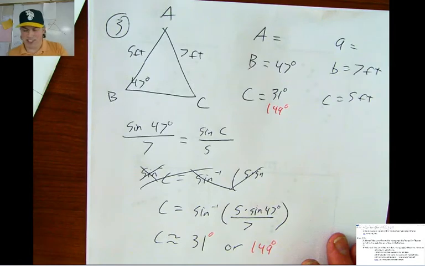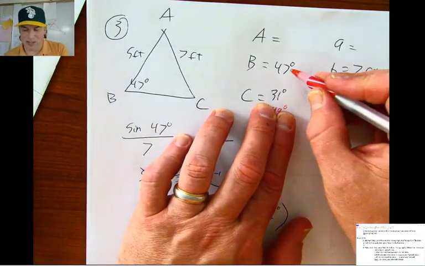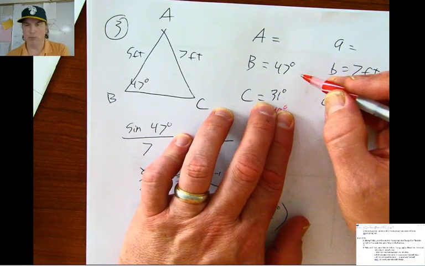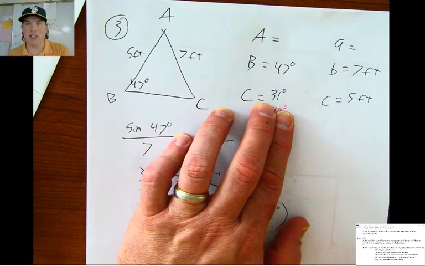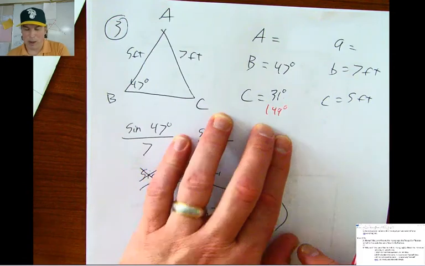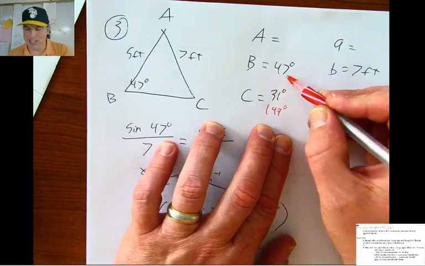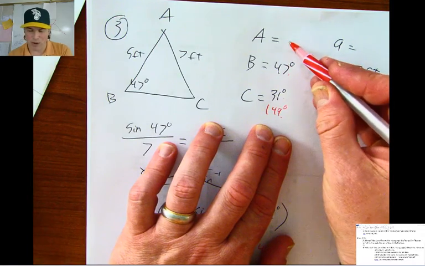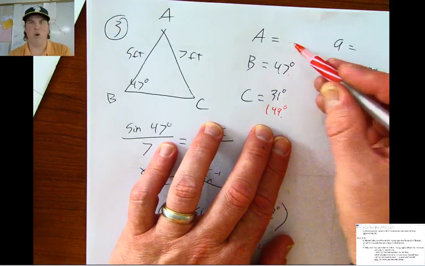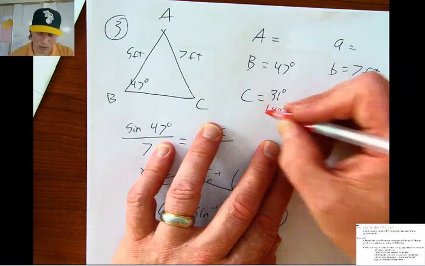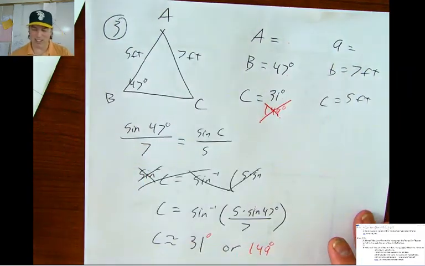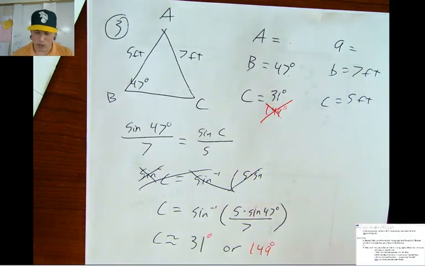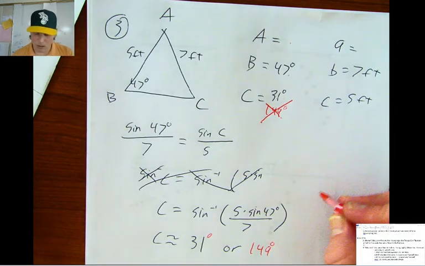Start thinking about this. If one angle is 47 and the second angle is 31, does that give you enough room for the third angle? Yes, which means that angle works. What about this one? If one angle is 47 and then the second angle is 149, is there enough room for the third angle? No. We're way above 180 degrees. So this one gets canceled out, which means that there's only one solution.